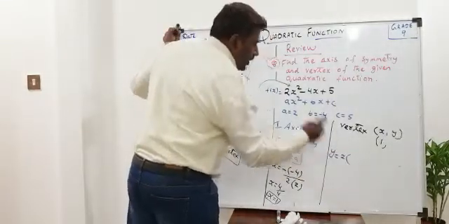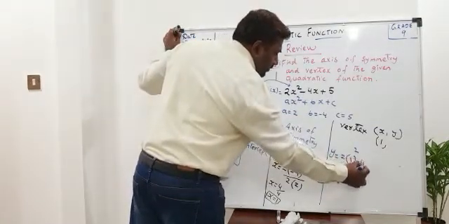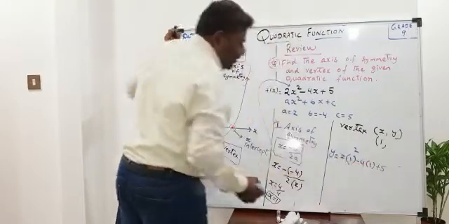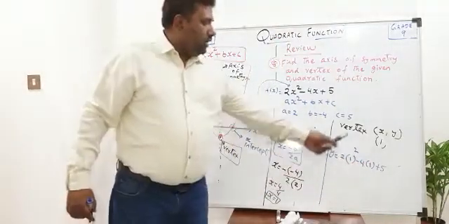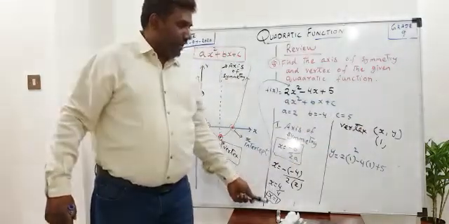2 times, how much did we get x as? 1 square minus 4, x is 1, plus 5. So what I'm doing here, for the vertex x and y, is that x we can get from the axis of symmetry.